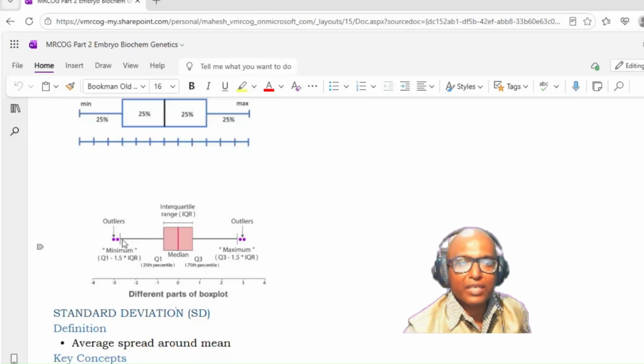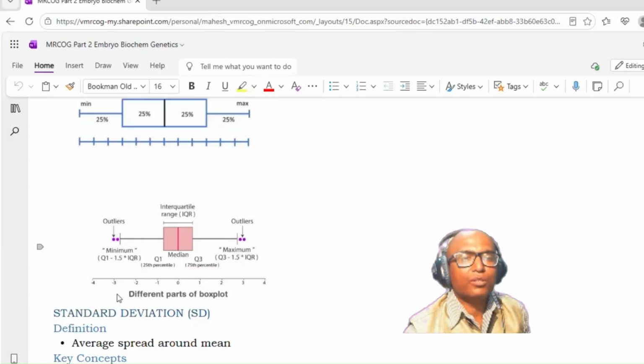Suppose there are 100 observations. 25 observations are between this value and this value. But the next 25 are between, say the median is 40. So you will have 25 observations between, suppose here it is 20 and here it is 40. Between 20 and 40 there will be 25 observations. So the next 25 observations will be in this particular range, and the last 25 observations will be in this particular range. So Q3 minus Q1 is the interquartile range.